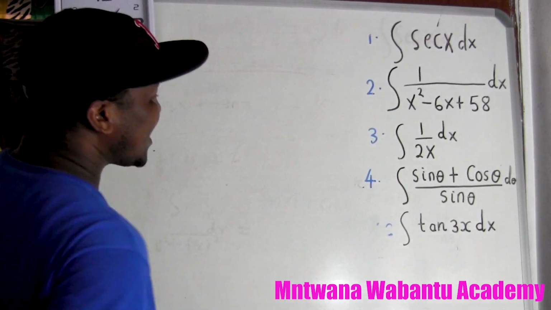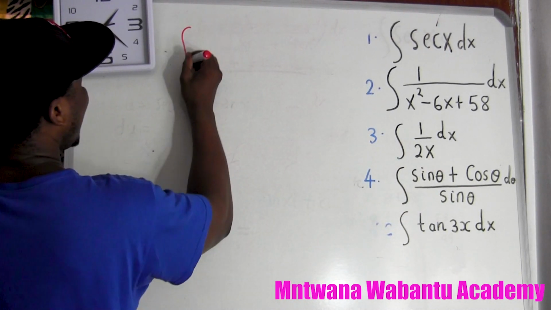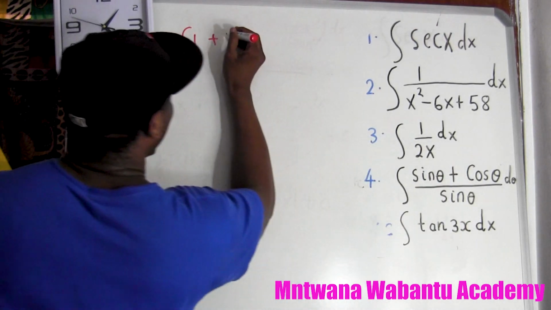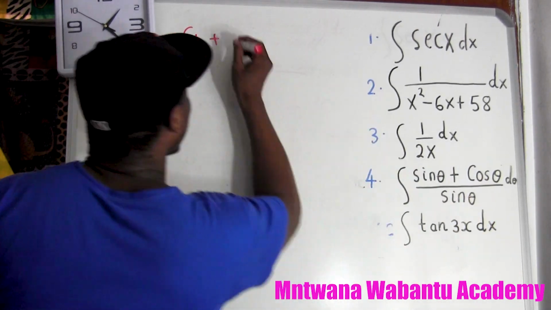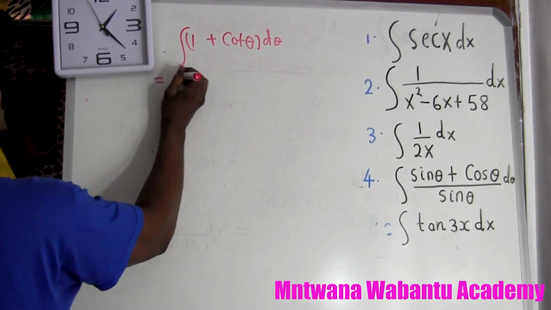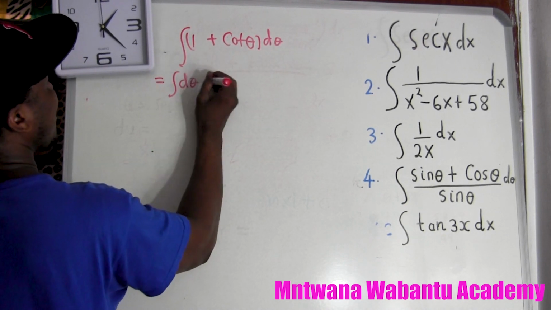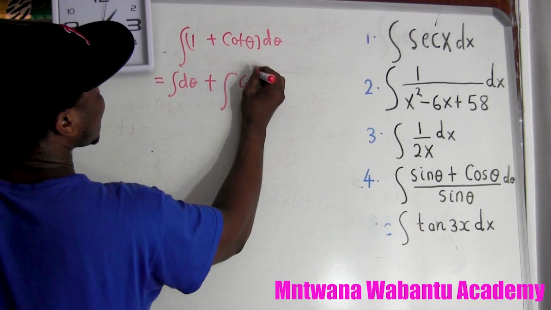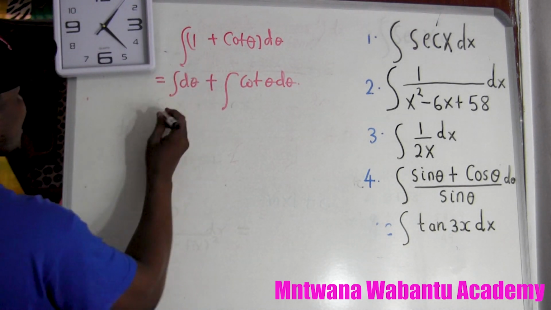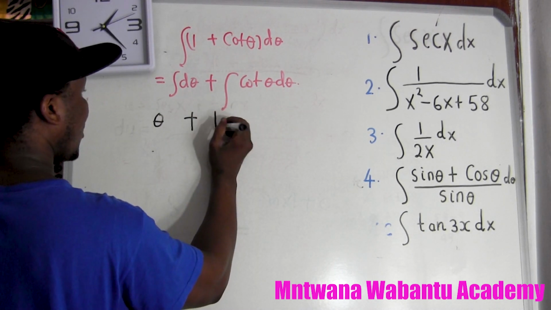So I say this is going to be theta plus ln of sine. Now I can just say this same integral, sine over sine, equal to 1 plus cos over sine, which is cot theta, d theta. When you integrate, you can separate: the integral of 1 d theta plus the integral of cot theta d theta. So when you integrate d theta, it gives you theta, plus when you integrate cot, it gives you ln of sine.